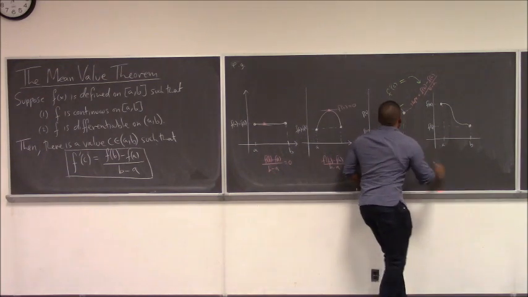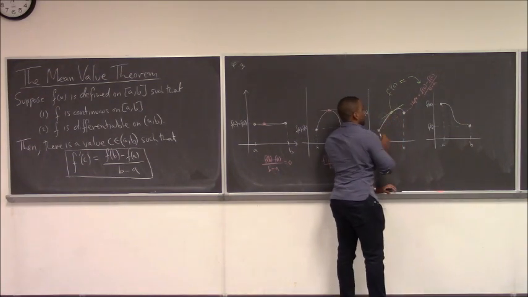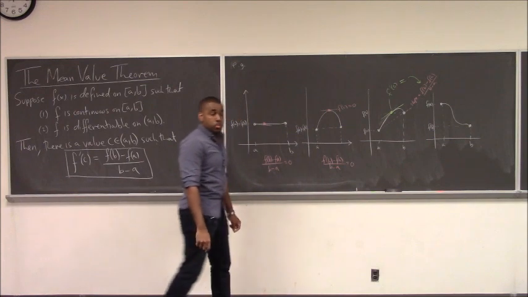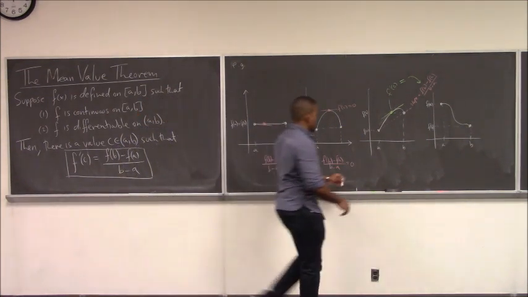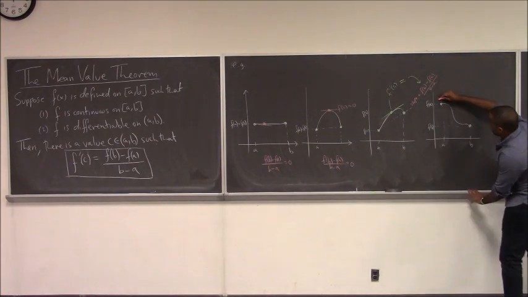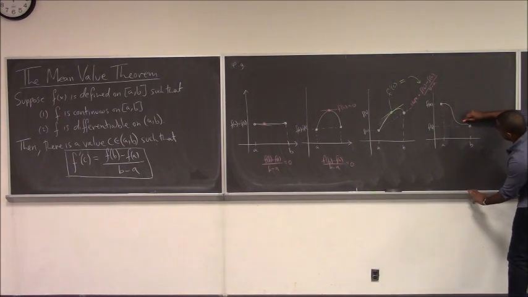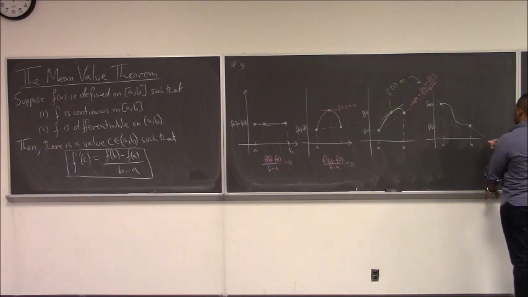Okay. There is some point in the interval where the tangent line is parallel to the secant line. They will have the same rate of change. And I'll always be able to do that. So I can connect these 2 points. The secant line is the line connecting the endpoints. So the slope here is equal to f of b minus f of a over b minus a.